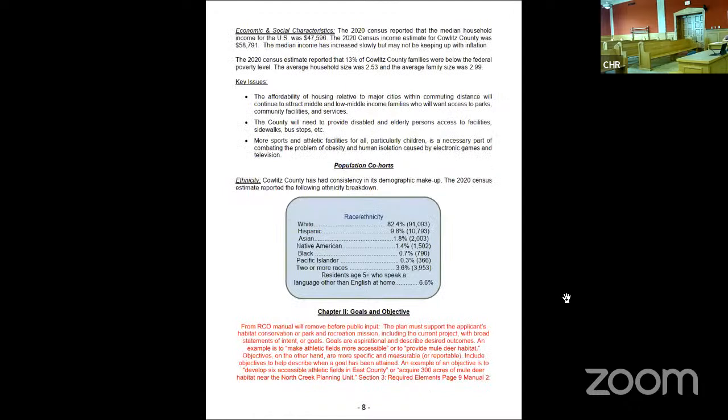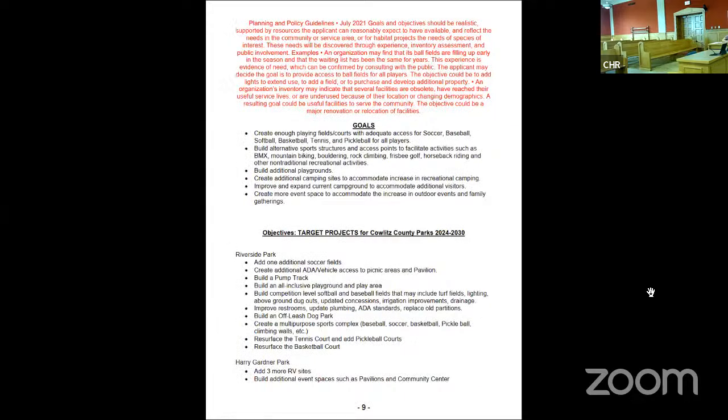Let's see here. So I think probably the most important page is page 9. Yep, if we can go to that, that's our goals and our objectives. The way RCO wants us to do it now is to have a section with goals that basically says what do you think you need to do, and then the objectives break it down into how we're going to obtain those goals. So for Riverside Park, we have adding a soccer field. Soccer is a growing sport. There's not a lot of facility space in the county. People are fighting. I have multiple groups contacting us for field space because they don't have anywhere to play. So that's where these come from.